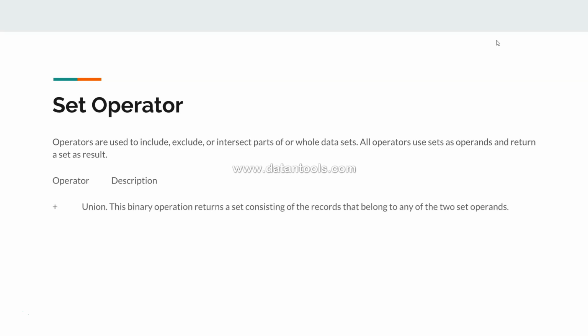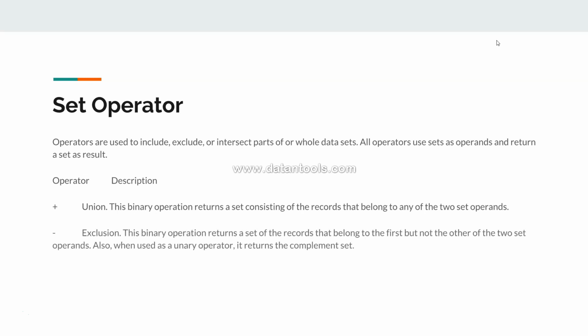So first is the union, and as you would see, it will combine the results of two different expressions that are part of it. Then you have exclusion. As it is pretty straightforward, it will exclude it from the one getting excluded. In definition, this binary operation returns a set of records that belongs to the first but not the other of the two set operands.